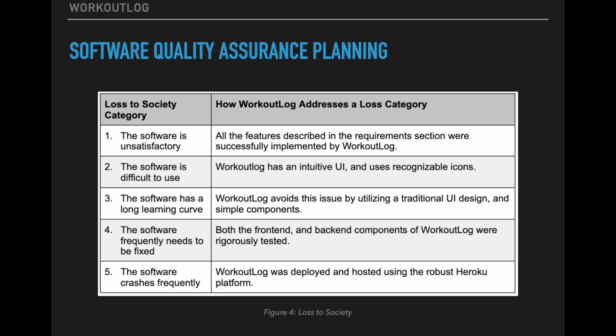So I addressed software quality assurance planning by focusing on trying to reduce the loss to society as much as possible. I'm not going to go through all of the details of this. You can take a look at the final report itself for more details, but essentially I just focused on trying to make the UI as intuitive as possible, and trying to minimize the learning curve for end users. And then through rigorous testing, I tried to avoid creating software that would crash frequently and need to be updated frequently. So that was my approach to software quality assurance planning.